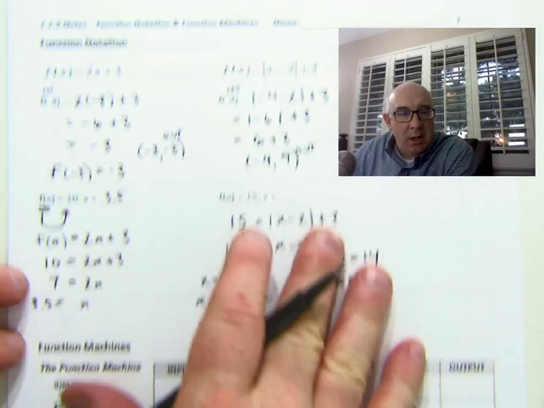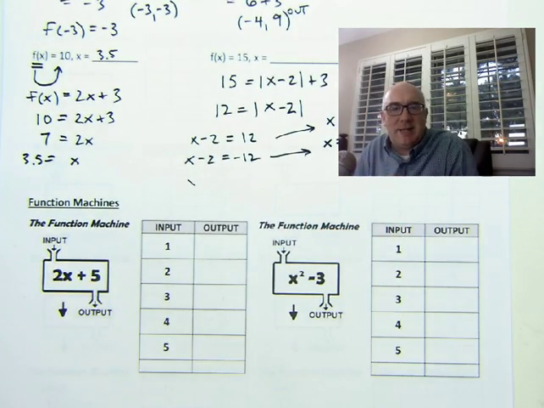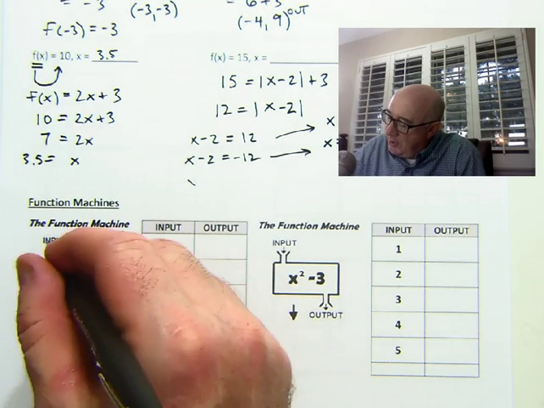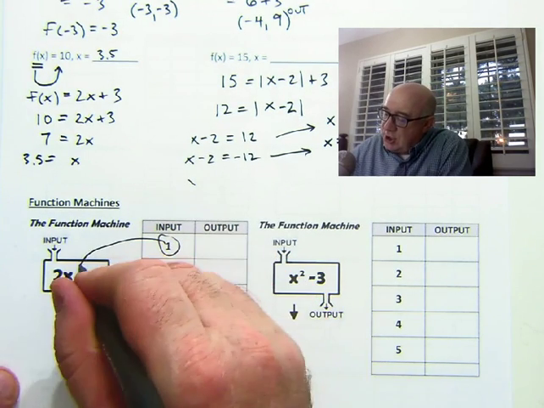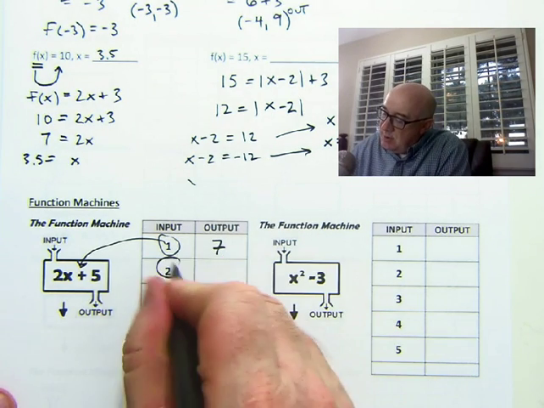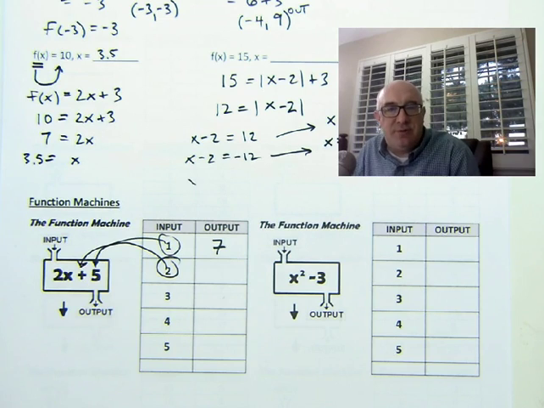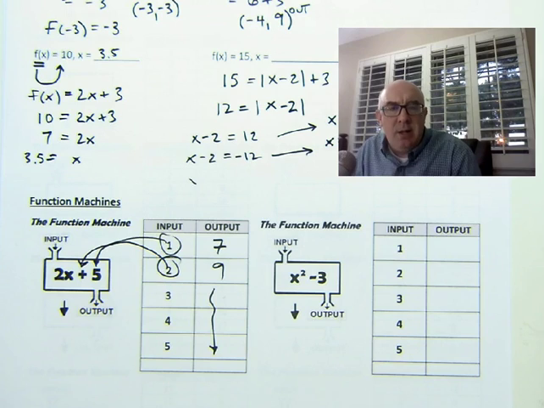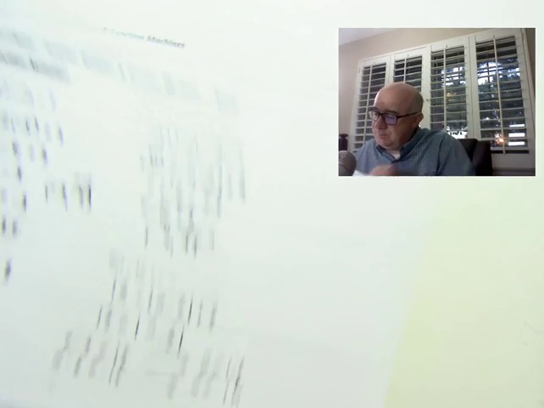Okay, let's move along here for a second. The last part of this is function machines, which is not a tricky way, but a different way to work with functions. This is your machine. You have an input and an output, and you throw your 1 in the machine, out comes 7. You throw a 2 in the machine, and 2 times 2 is 4, out comes 9, and so on. Very simple. The nice thing is when you have inputs, you plug them in, and out come the outputs.